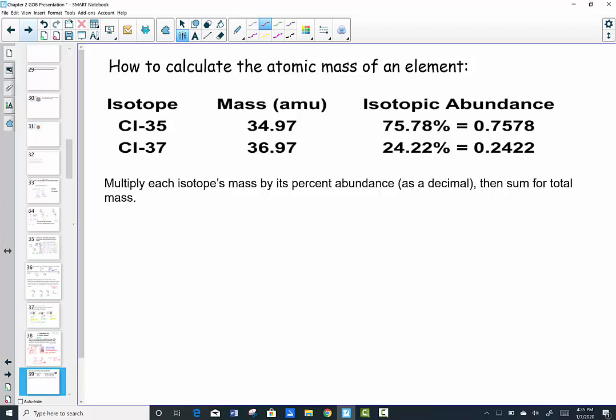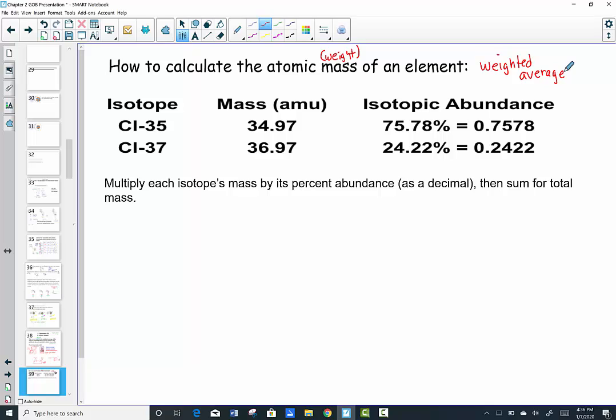Let's practice calculating how to find the average weighted mass. Remember that we're using these two terms, and your book uses atomic weight. It's the only book I know that has done so because we prefer the word mass over weight in science. Atomic mass of the element, the weighted average. And I'd like to model how to perform one of these calculations. All right, how to calculate.